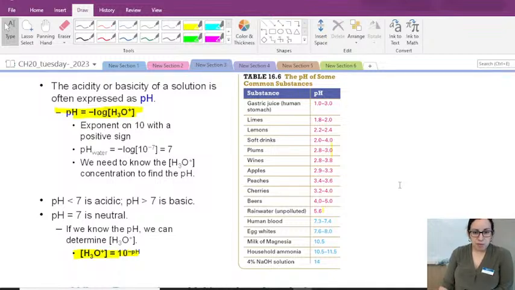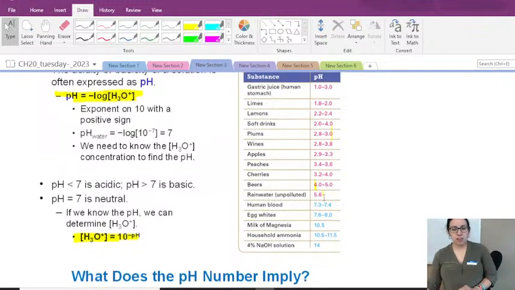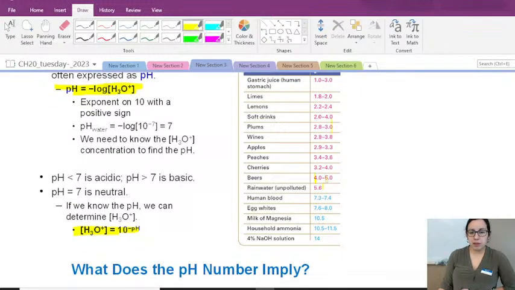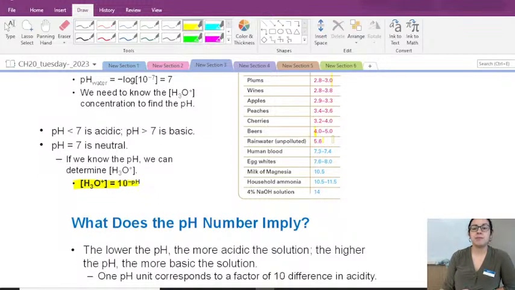And then plums and wine are also pretty acidic. So again, if you're paranoid about your teeth, you can worry about wines wearing down your enamel. And then fruits, so now it's starting to go more neutral. So beer, still a little acidic. Rainwater tends to be around 5.6 or so, depending.